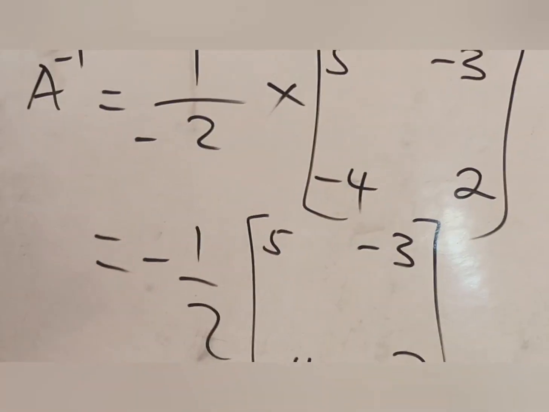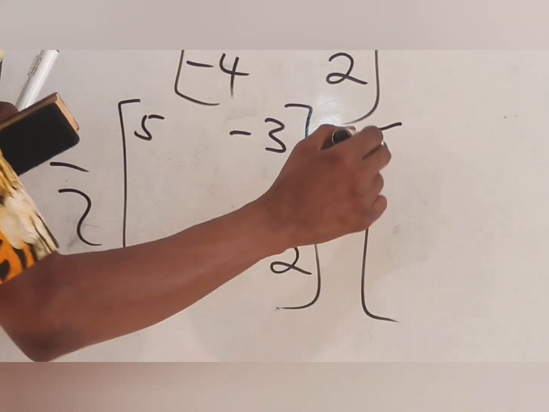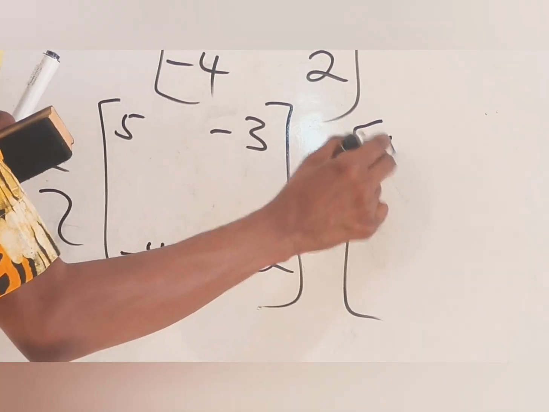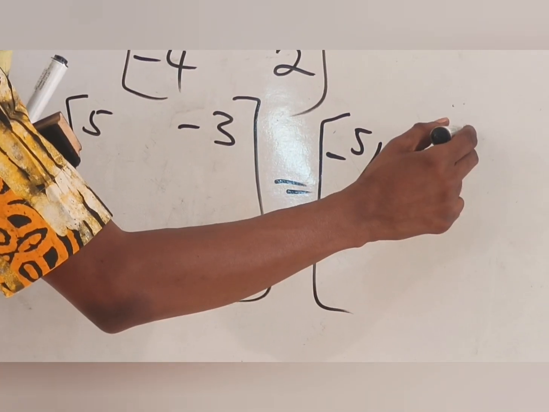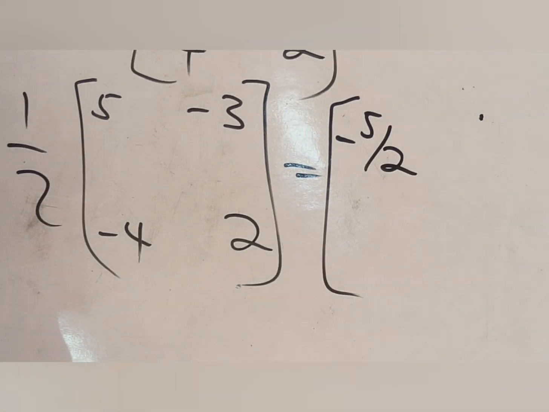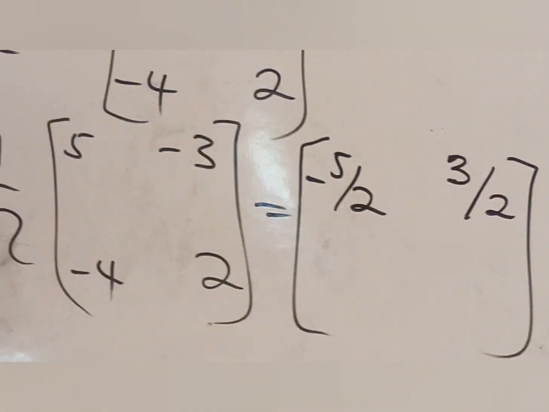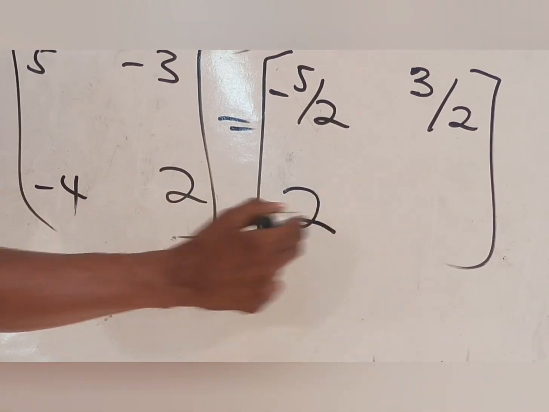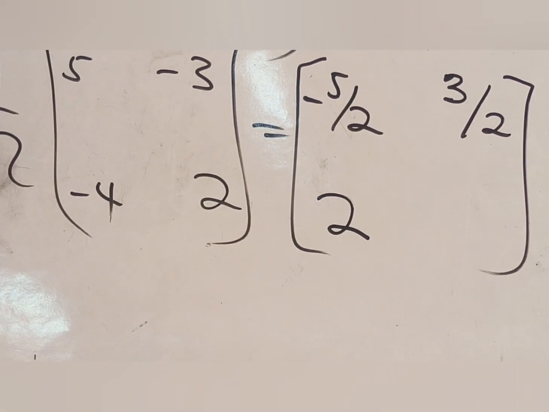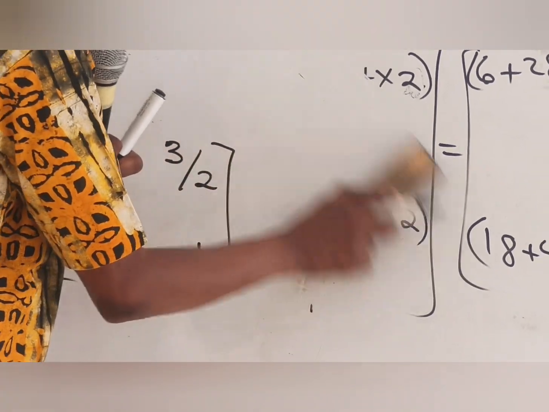So let's multiply. What will we get? Negative half by 5, negative 5 over 2. Negative half by negative 3 becomes positive, so it becomes 3 over 2. Then multiply by this now. Negative, negative becomes positive, so 4 over 2 becomes 2. Then multiply negative 1 over 2 by 2. What do we get? Negative 1.